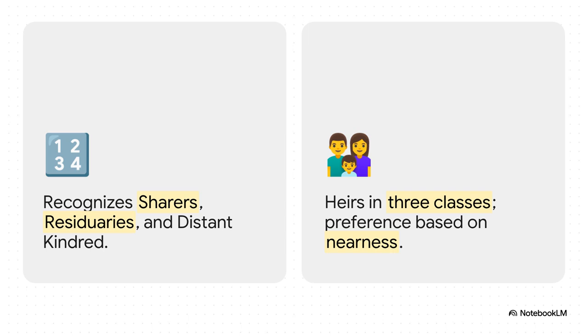Now, what's really fascinating about this framework is how it dictates the entire calculation. Sunni law rigidly relies on these specific named categories. First, the sharers take their fixed Quranic fraction, then the residuaries take the rest. The Shia focus, however, is entirely on hierarchical classes of nearness. Class 1 must be completely exhausted before Class 2 gets a single rupee.